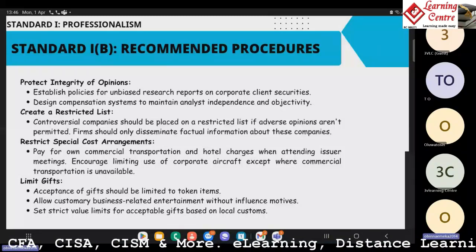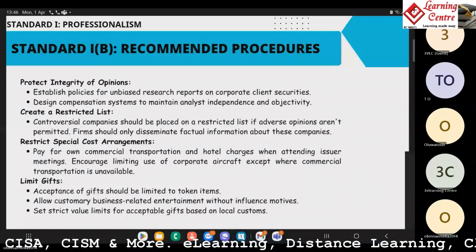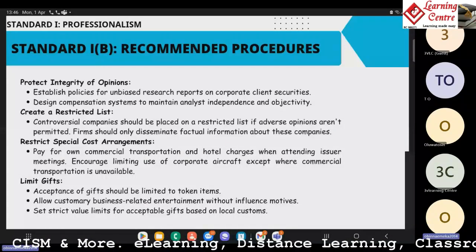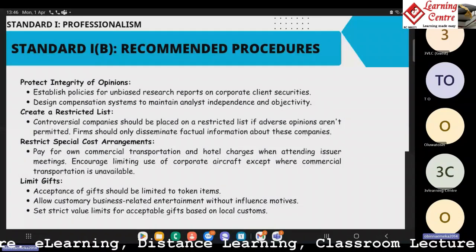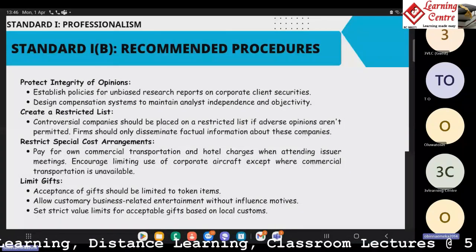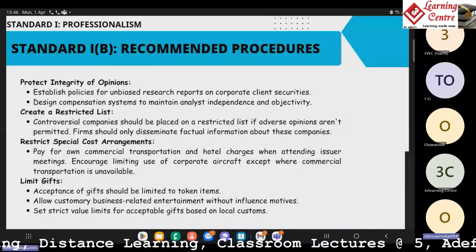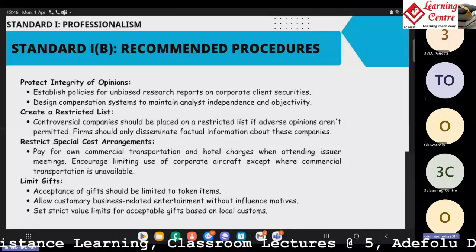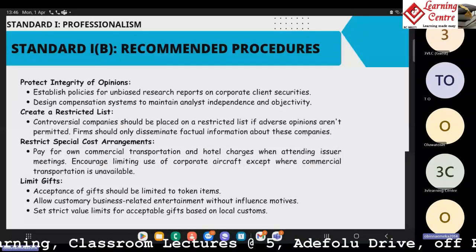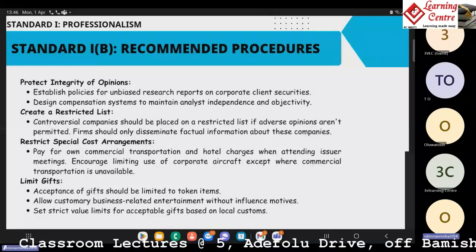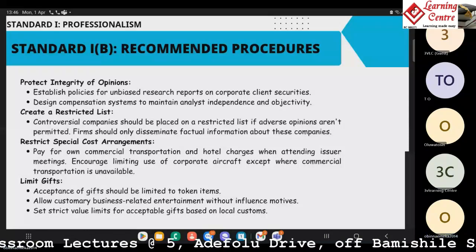Also, we can restrict special cost arrangements, like the example we just gave. The best thing is to pay for your own commercial transportation and hotel charges whenever you are attending issuers' meetings. Like we said, you have to limit the use of corporate aircraft, except when commercial transportation is unavailable, then you can accept this.